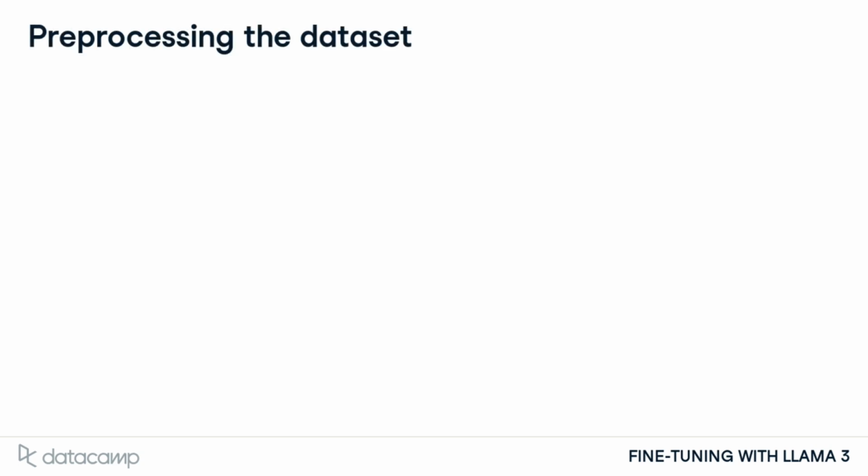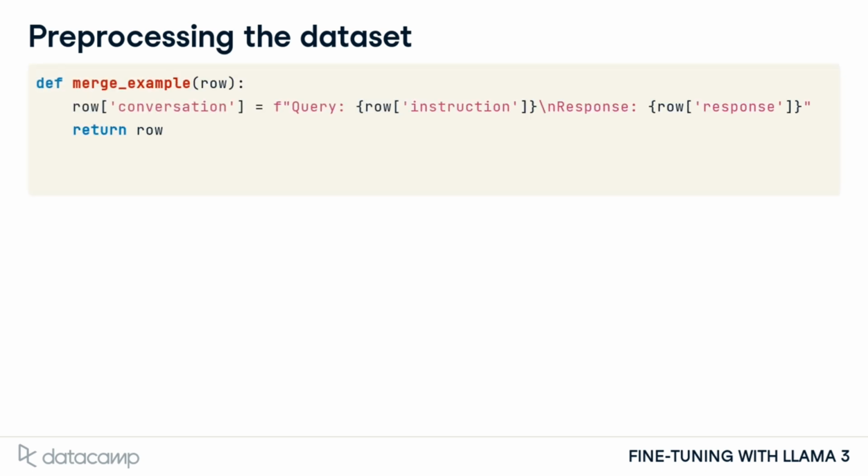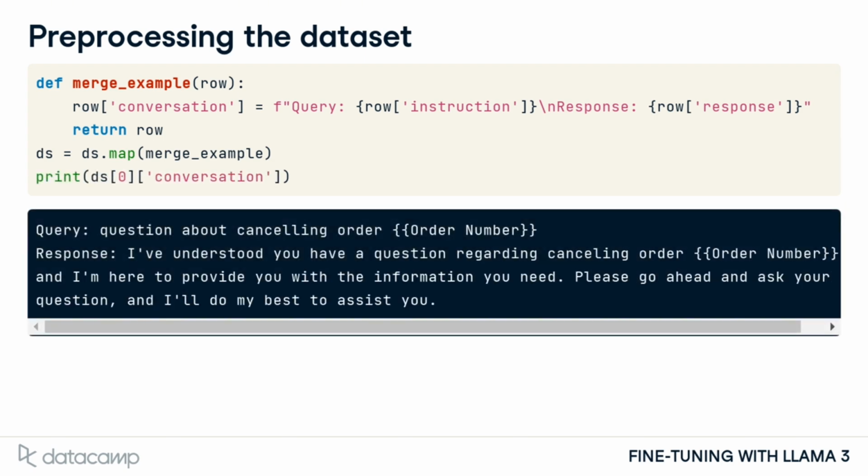To prepare the dataset for fine-tuning, we combine the instruction and response fields into a single conversation field. Using a custom function, we format each example as a labeled query and response pair. Then, we apply this function to the dataset using the map method. This ensures the model sees a coherent input-output structure during training.